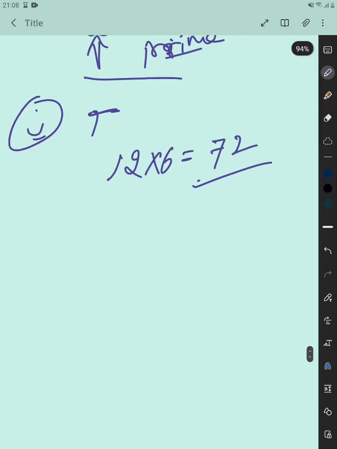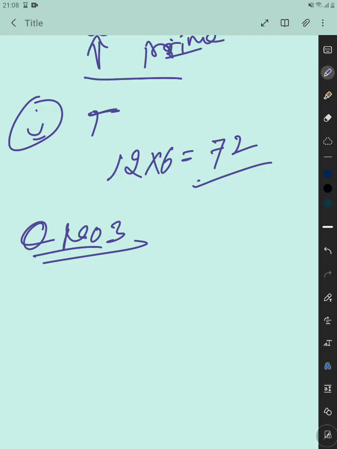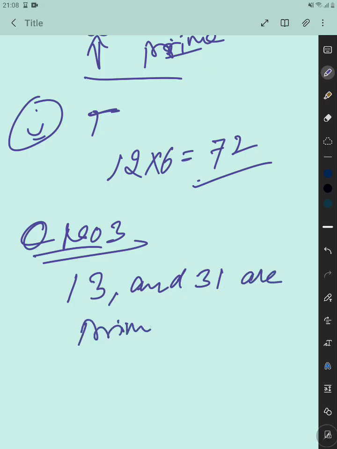Now we have come to question number 3. Question number 3 is: the numbers 13 and 31 are prime numbers. What they are saying is that 13 and 31 are prime numbers. Certainly they are.